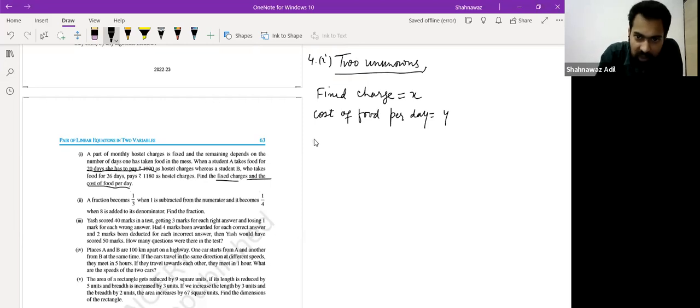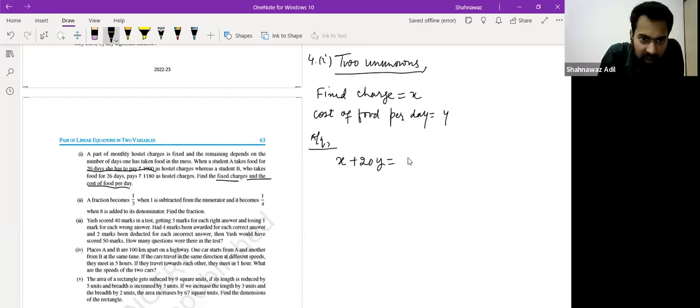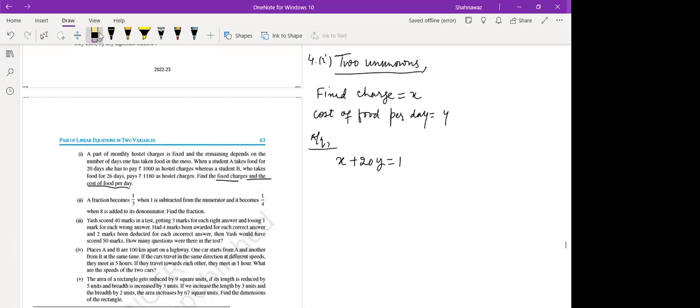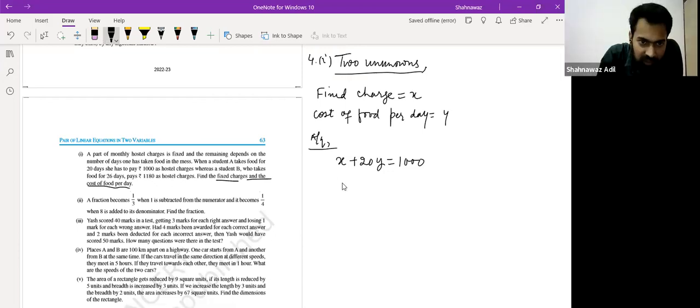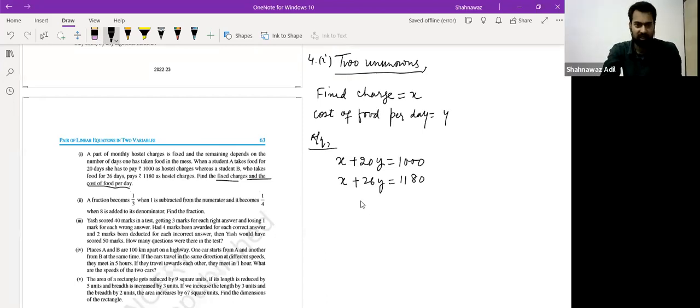So what will be the equation? Fixed charge plus 20 days' charge, 20y, equals 1,000. And the other one is x plus 26y equals 1,180. So they have not said anything about the method, right?